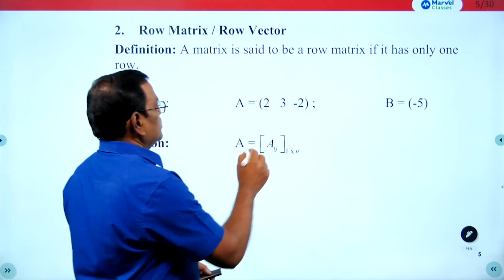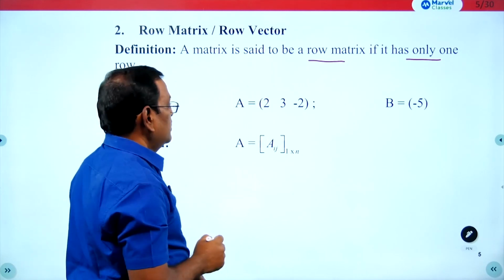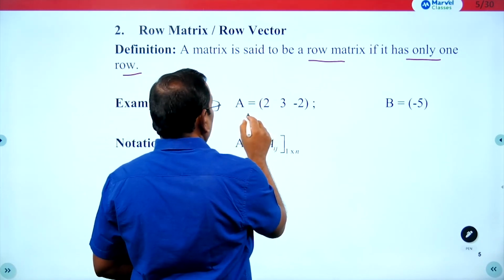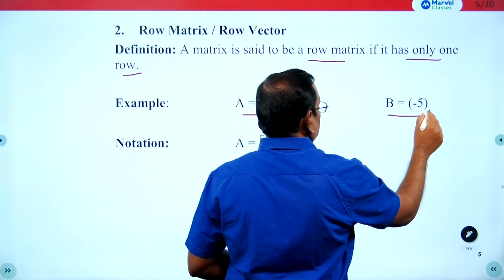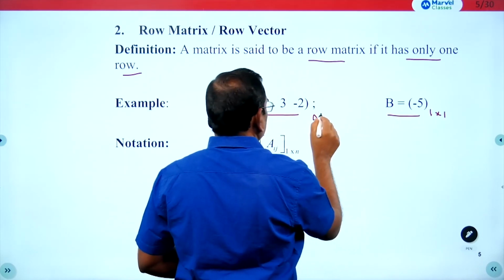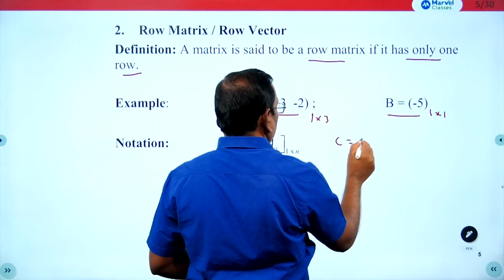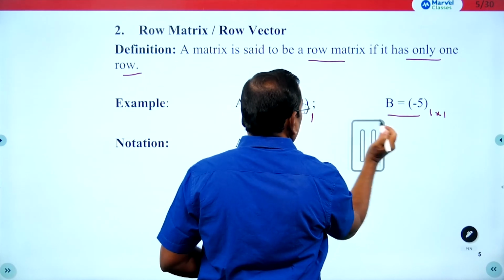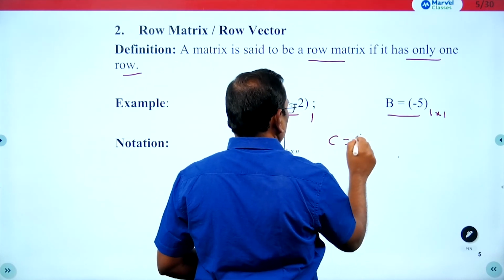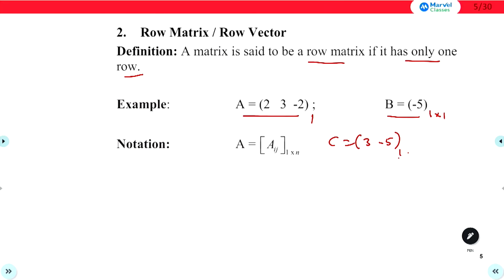Second type, row matrix or row vector. A matrix is said to be a row matrix if it has only one row. This is an example of a row matrix which has only one row. This is 1 by 1, and this is 1 by 3, and C equal to 3 minus 5, this is 1 by 2.